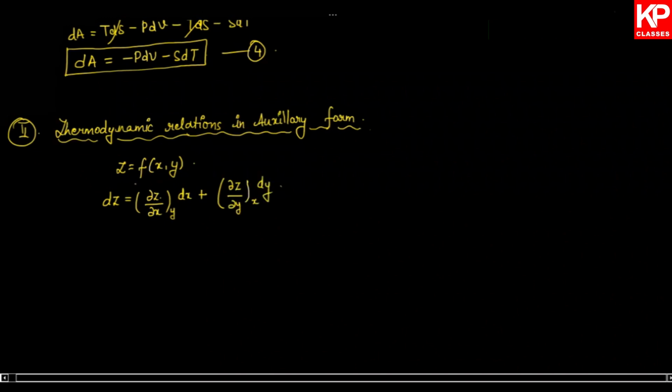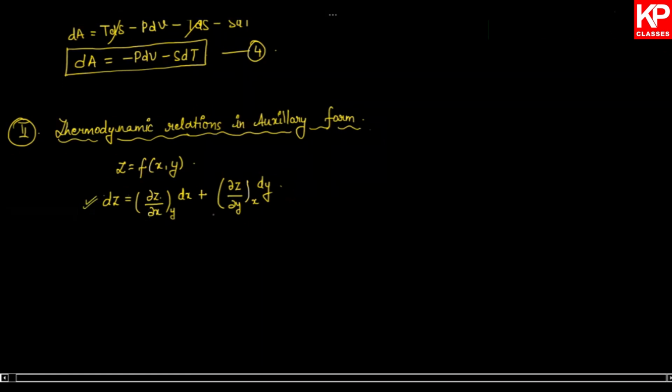So if a function is given which contains two independent variables, then the differentiation of this particular function is given by differentiating the whole function with respect to x, keeping y constant, with its dx term, plus differentiating the complete function with respect to y, keeping x constant, with the dy term. Okay, I hope you know how to differentiate a function when more than one independent variable is present.